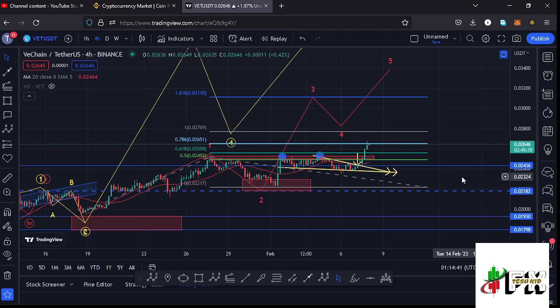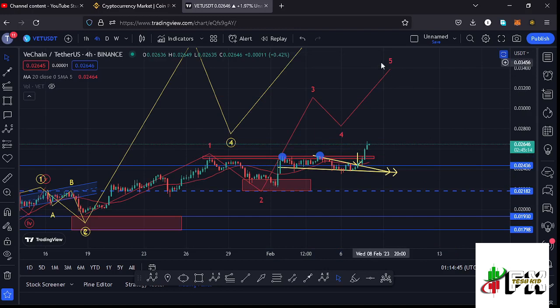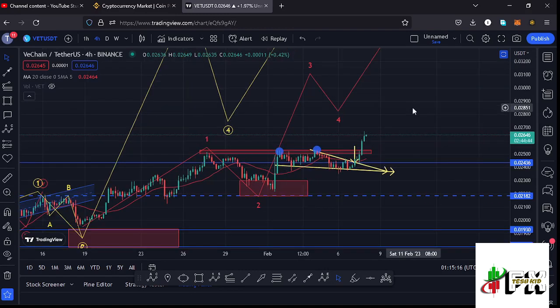and that is the minimum that I'm expecting Vechain to do, as long as we are holding above the 20-day MA and also holding above the key area of support at around the $0.02436 mark. So my next price target here for Vechain is at around the $0.03103 mark. That is the minimum that I'm expecting Vechain to do in this move that we are seeing right here. So that is what I'm expecting here on the short-term scenarios.